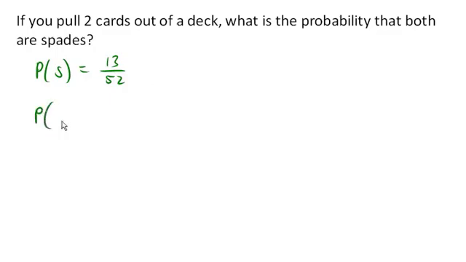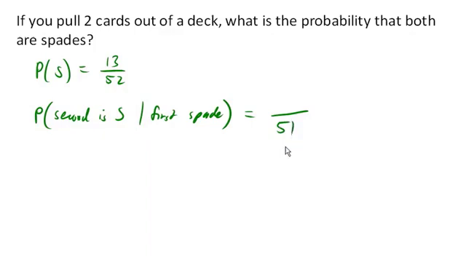Now, what's the probability that the second is a spade, given that the first was a spade? In order for both cards to come out spades, the first is going to have to be a spade and the second. So what's the probability that the second one is a spade given the first was? Well, given that the first one was a spade, there's now one less card in the deck and one less spade in the deck. And so 12 out of 51 is the probability of the second one being a spade.